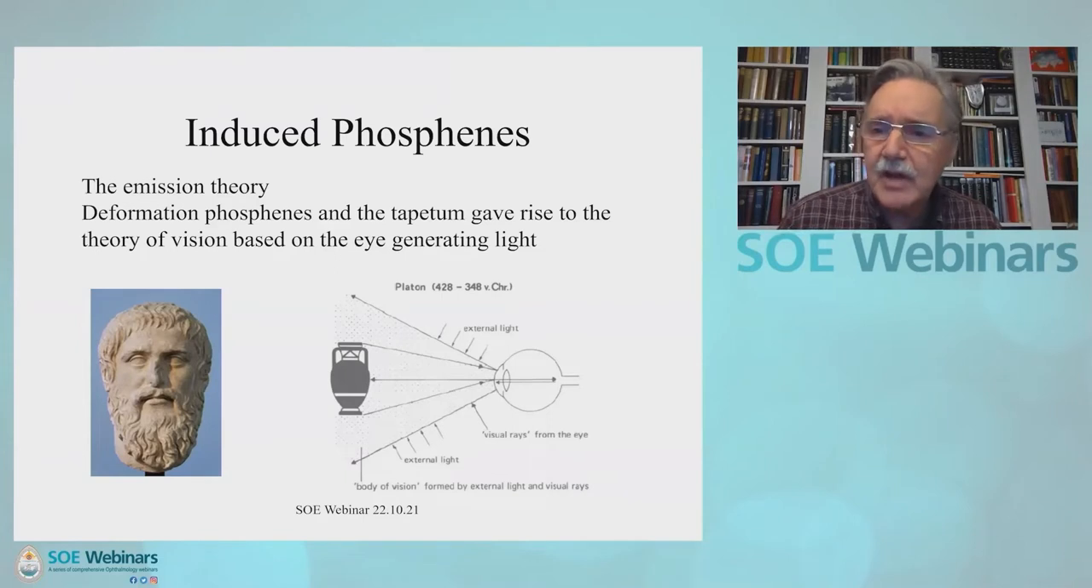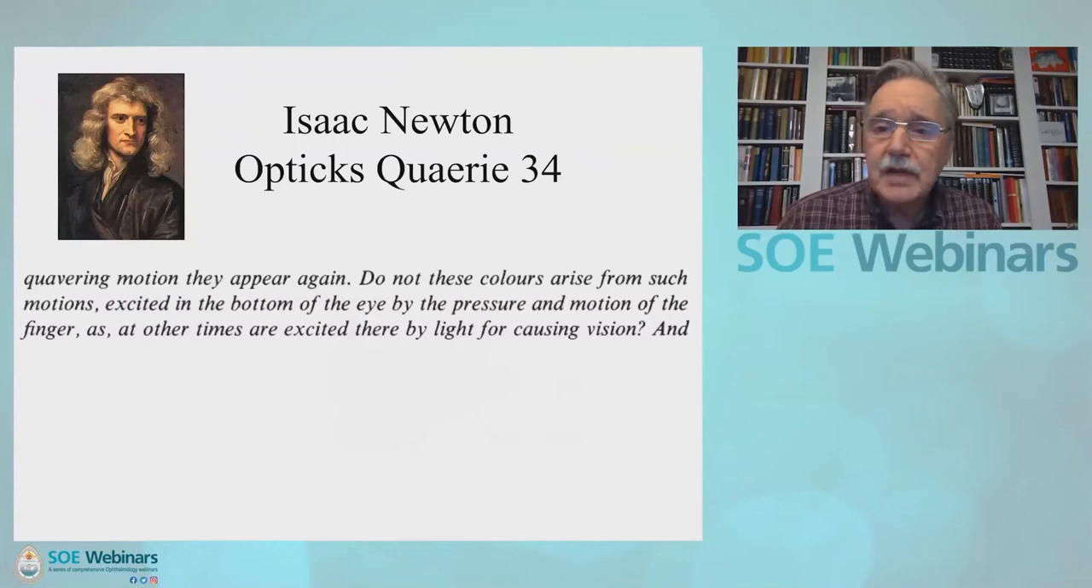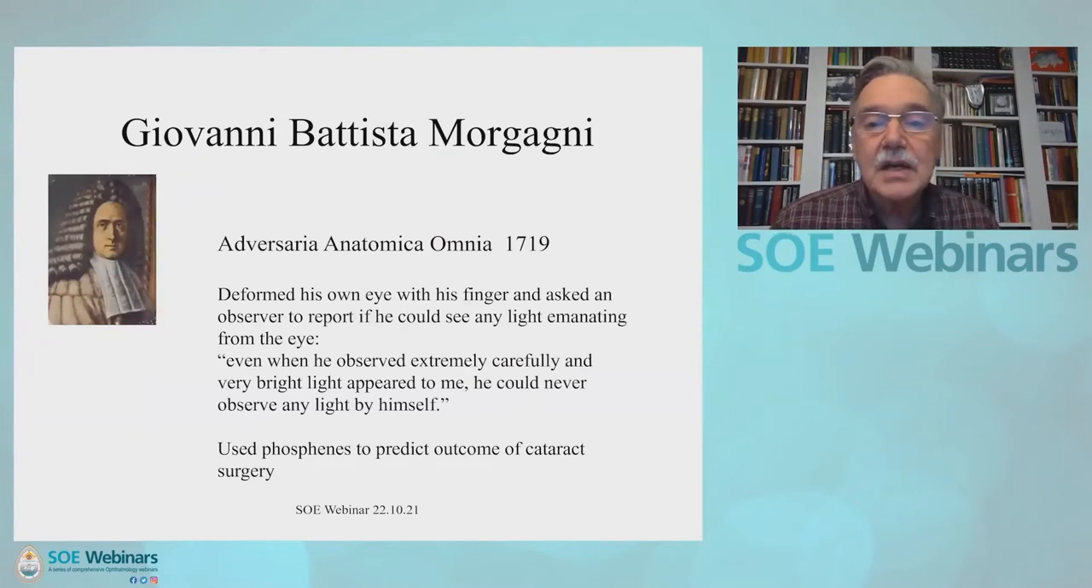And the emission theory of light, which was based on the idea that the eye emitted light, dominated thinking in Western medicine and philosophy for centuries. Newton, of course, realized that this was not right and that what your finger was doing to the retina was just simulating what light did. And this was eventually confirmed by Morgagni, who did the first experiment of sitting in the dark with a friend, pressing on his eye, and when he could see light, his friend couldn't. And he actually used phosphenes to predict the outcome of cataract surgery.